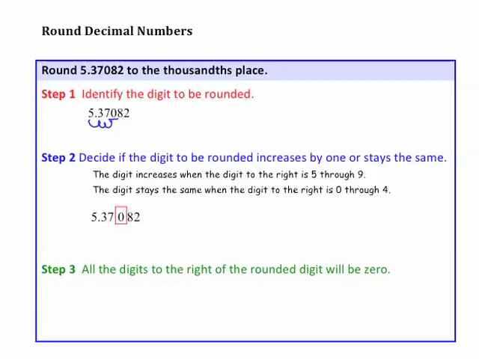Step 2 is to decide if the digit to be rounded increases by 1 or stays the same. Well, the digit increases when the digit to the right of it is 5 through 9. The digit stays the same when the digit to the right is 0 through 4. So let's take a look. The 0 is the digit that we're rounding. We're going to look to the right, and we see that that's an 8.